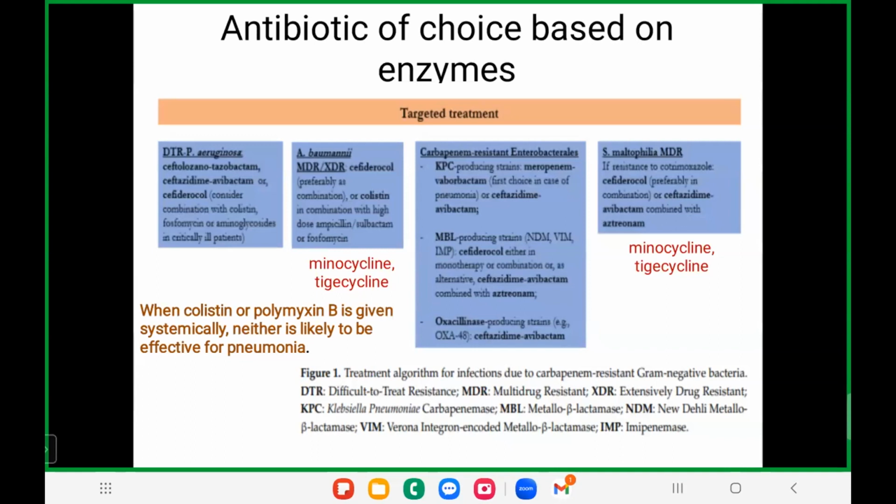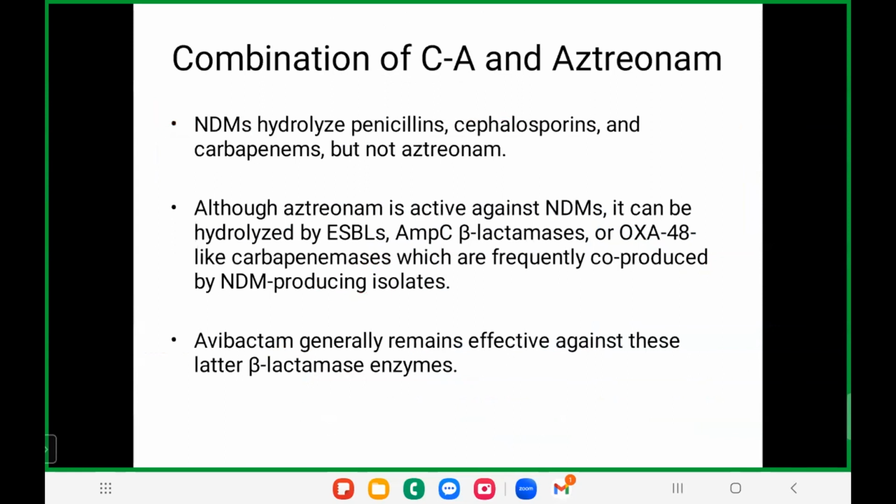So, last few slides, we'll finish up the session today. I already discussed why you are combining aztreonam with ceftazidime-avibactam. Basically, aztreonam is active against NDMs, but it can be hydrolyzed by ESBLs. So that's why you need to give avibactam to inhibit the ESBL, so aztreonam can act.